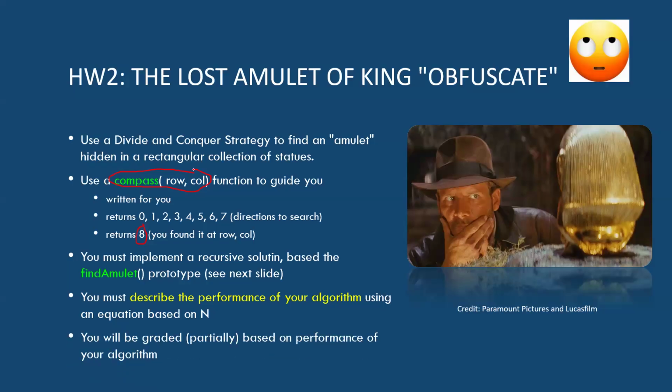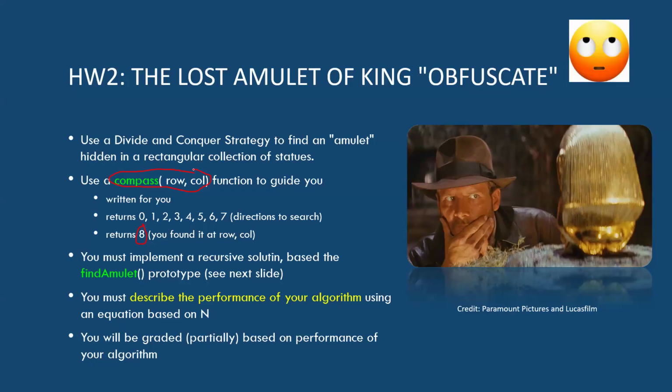Part of your grade will be based on your performance. So for example, you could just pick random locations in this 2D grid until you find it, a billion guesses later, but you won't get as good of a grade. There's only so fast you can go. So most of you will score pretty close to perfect on this one.